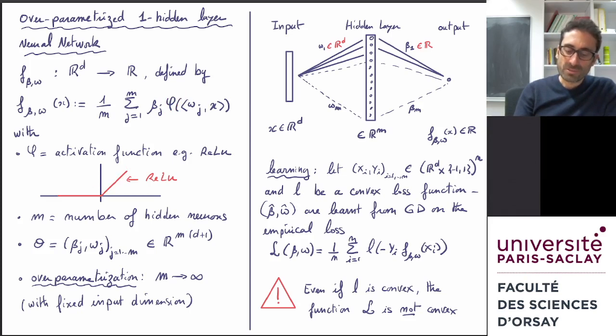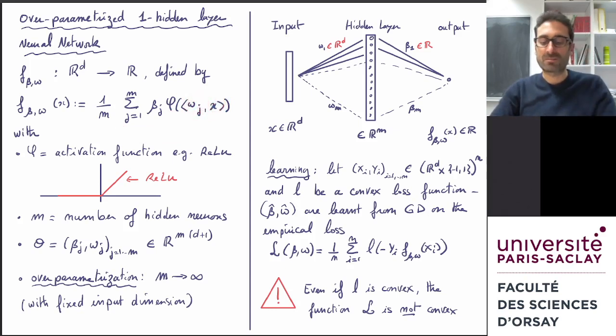What you will do is take a linear combination of quantities which are scalar products of x with some vector omega j. So you take the scalar product between x and, for example, omega 1, you apply phi, and then you do this for all your omega j. At the end, you take a linear combination of this, where the combination is with respect to beta j.